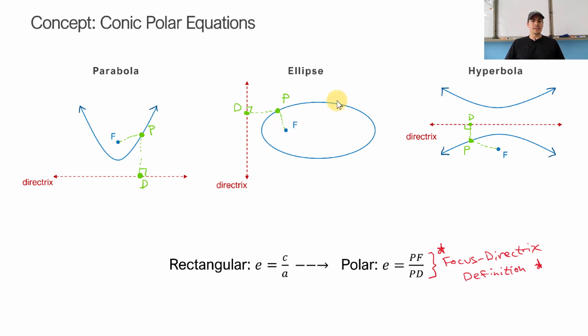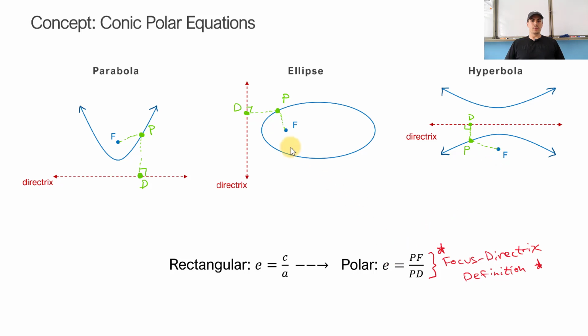Okay. Now, for an ellipse, we also have a directrix, and similarly, we have a ratio for the distance between P and your focus and P and your directrix. And lastly, again, for our hyperbola, P to F, that distance has a certain ratio with P to D.